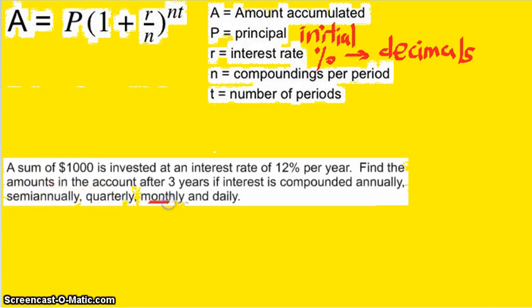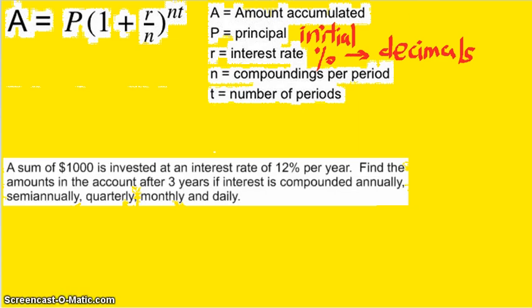We're going to have different answers if the interest is being paid at different frequencies. The time that we're getting paid the interest is different. So let's see how that affects our calculation.